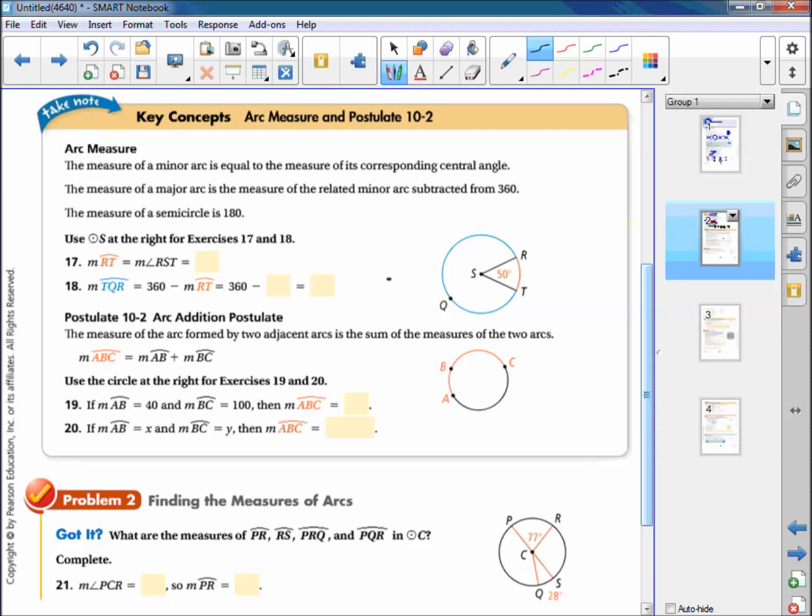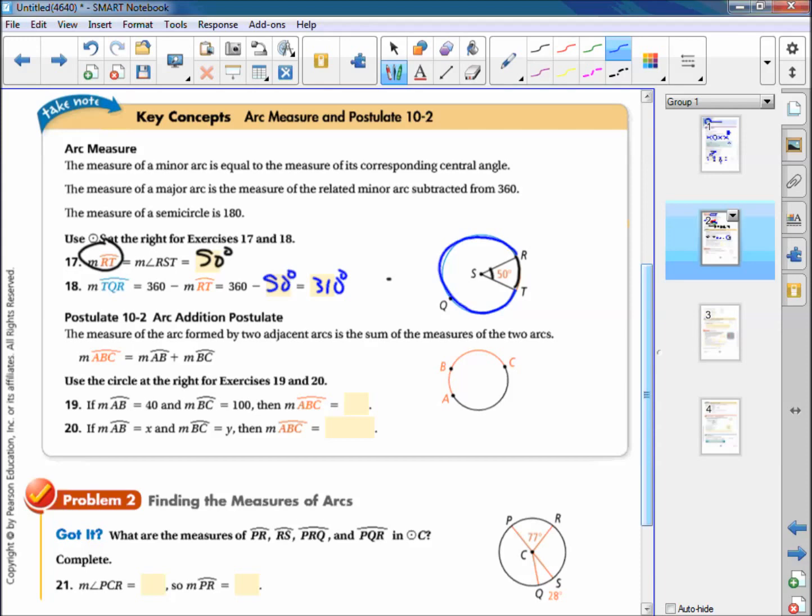Okay. So use circle S at the right for exercises 17 and 18. The measure of arc RT. So RT is this arc, and it's going to have the same measure as the central angle, and the central angle is RST, so both of them will be 50 degrees. Okay. Then we want to know the measure of the major arc TQR. So TQR is this major arc right here. Okay. It's going to be 360 minus the minor arc, which was 50. So that will give us 310 degrees.